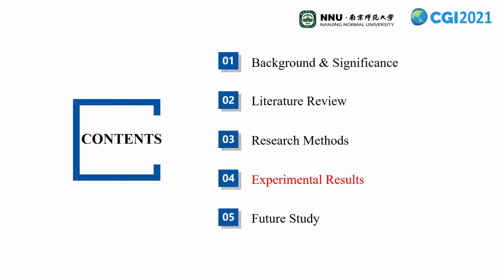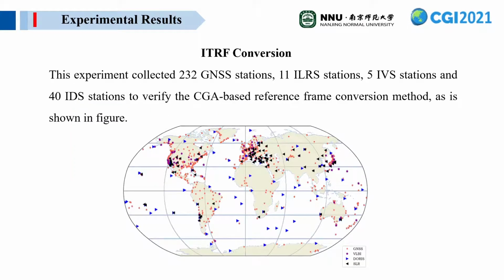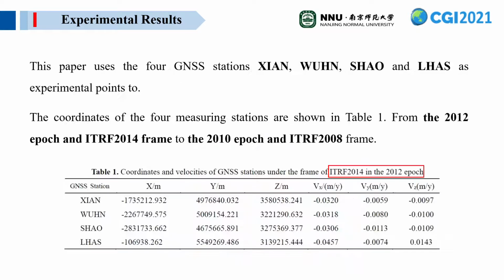For the above methods, we have done experiments to verify the feasibility, effectiveness, and simplicity of the conversion method. As for ITRF conversion, this experiment collected different types of geodetic stations, a total of 288 geodetic stations. Due to the large amount of data, this paper used 4 GNSS stations as the experimental points. The coordinates of the 4 stations are shown in Table 1.